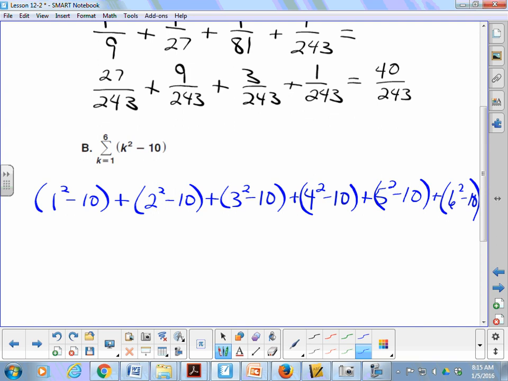So we put 1 in for k, 2 in for k, 3 in for k, 4 in for k, 5 in for k, and 6 in for k. Now we need to simplify each one of them and add them up. So we get negative 9 plus negative 6 plus negative 1 plus 6 plus 15 plus 26.